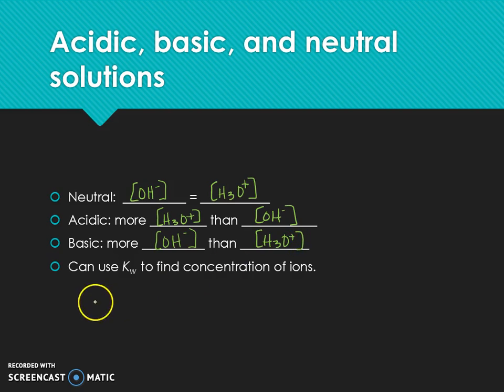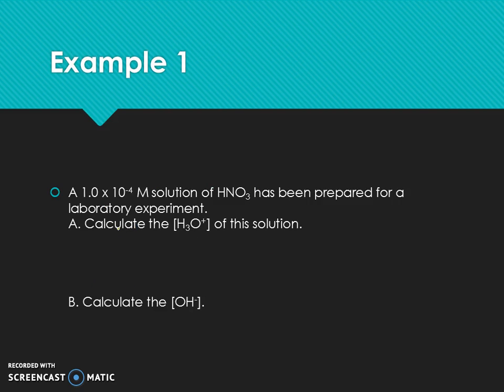Okay, well, guess what? We can use that Kw value to find the concentration of the ions. Do you want me to show you how? Let's check it out. Okay, so we have a 1.0 times 10 to the negative 4th molar solution of HNO3. It has been prepared for a laboratory experiment. They want to know what is the H3O plus, the hydronium ion concentration of this solution.